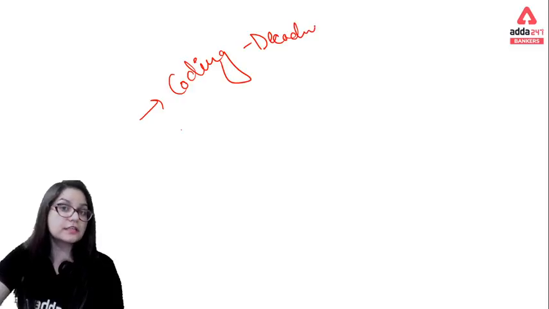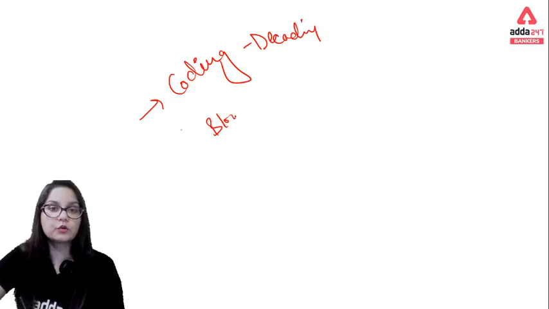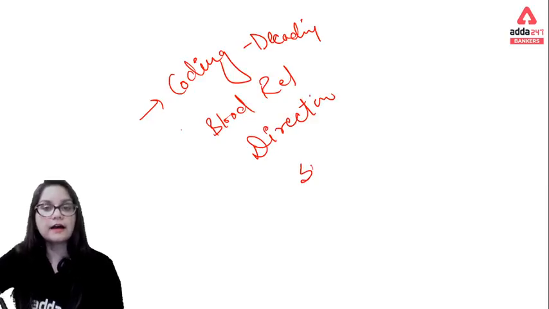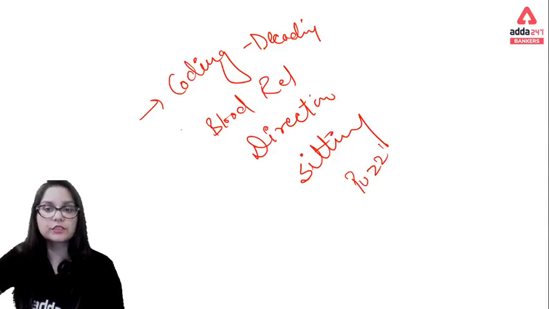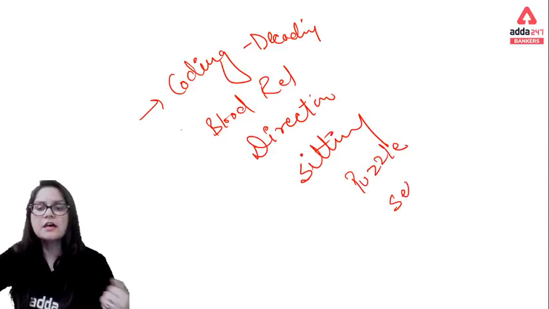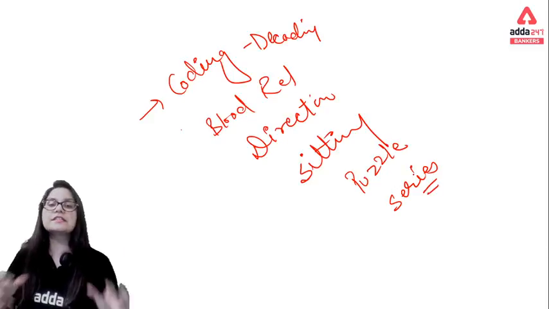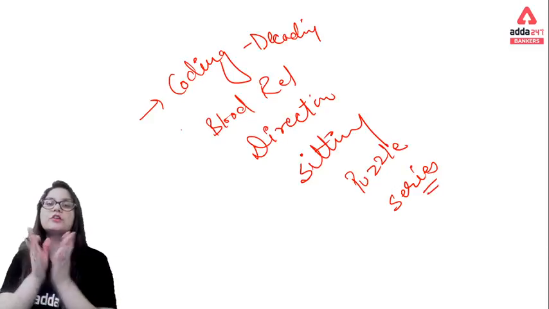Yes, of course it can ask questions from blood relation also. It can ask questions from direction sense also. It can ask questions from seating arrangement also. It may ask questions from puzzle series. Whatever topics we have in reasoning, data sufficiency includes all the topics of reasoning.